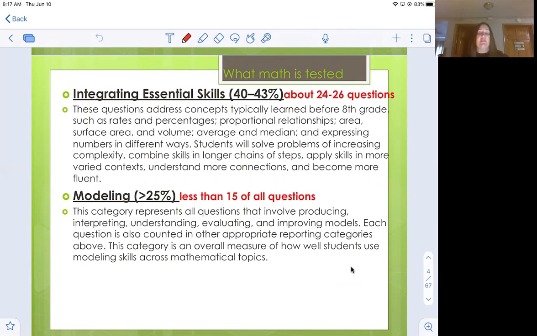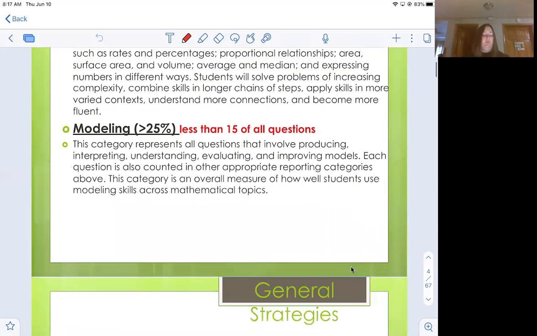pre-algebra type skills. The next one is our modeling, and it's less than 15 of the questions. And this is you're evaluating, you're trying to figure out what's best, and you are modeling some kind of scenario. Maybe you're coming up with an equation to represent something. So that's another area that we look for.